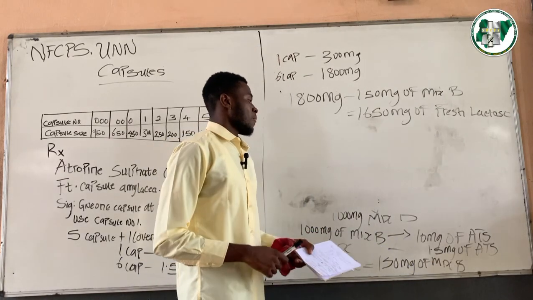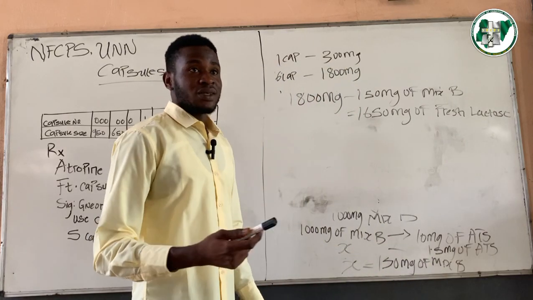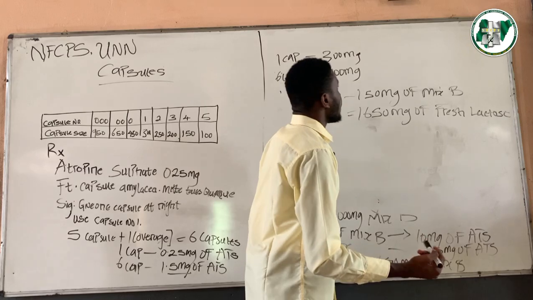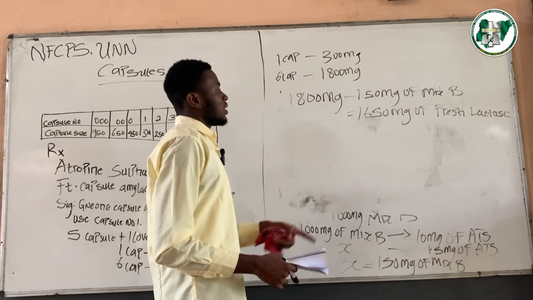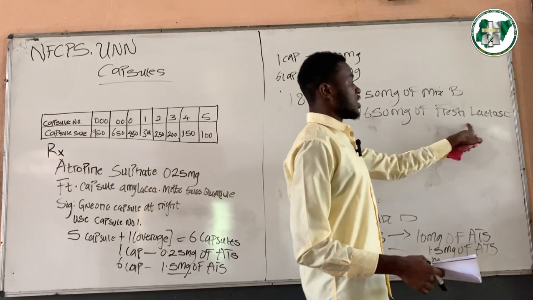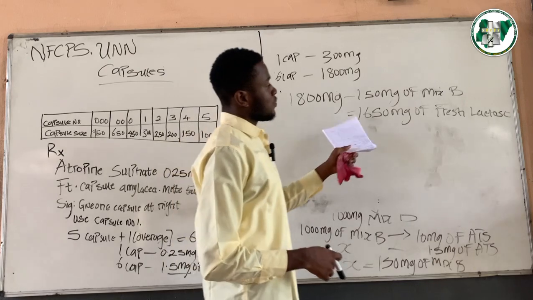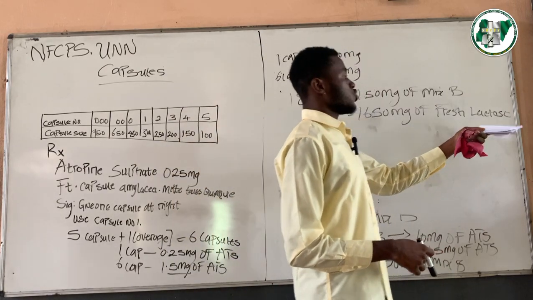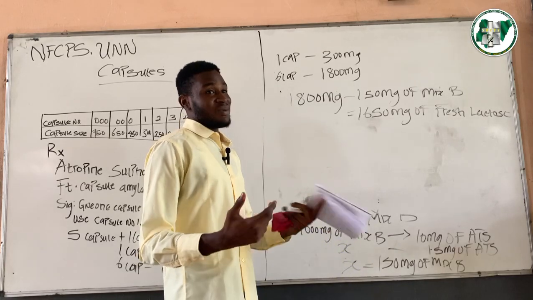Then finally, 150 milligram of mixture B is weighed out and transferred into another mortar, and 1650 milligram of fresh lactose is weighed into that same mortar and triturated. The final preparation is then used to fill 5 capsule shells, placed in the dispensing bottle, properly labeled and dispensed.